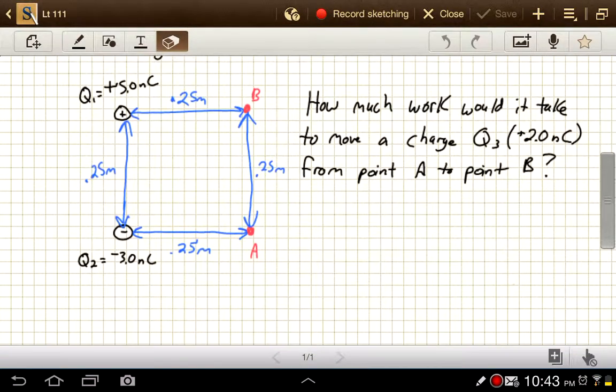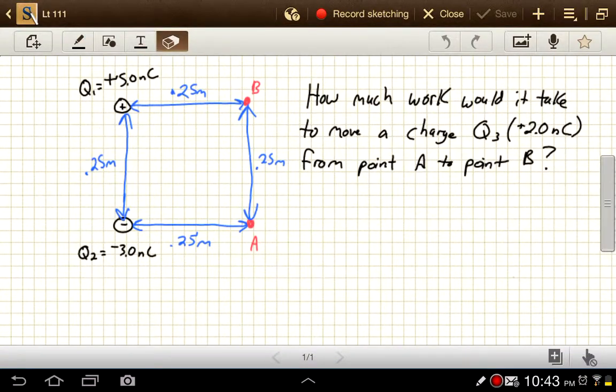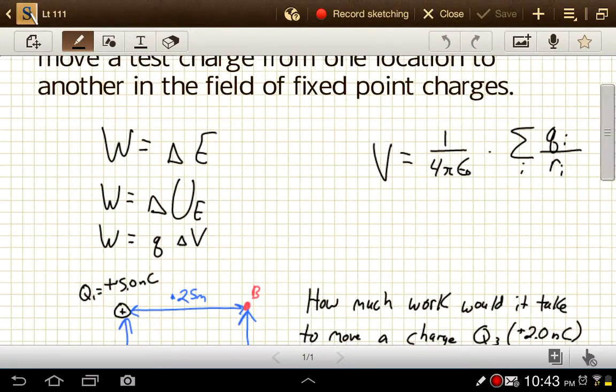So, to get an idea of how this works, we'll consider this arrangement where we have kind of a square shape here, and these two charges over here are going to be fixed in place, and then charge number 3, Q3, we're going to move from point A to point B. We want to know how much work it's going to take to do that. So, first up, we need to find our electric potentials at point A and at point B, see how much that's going to change, and then we'll multiply by Q to get the amount of work done.